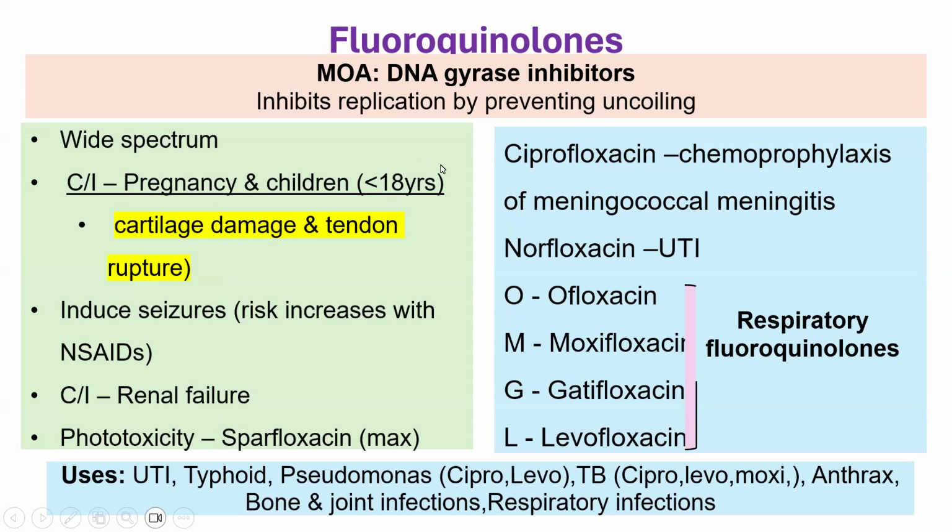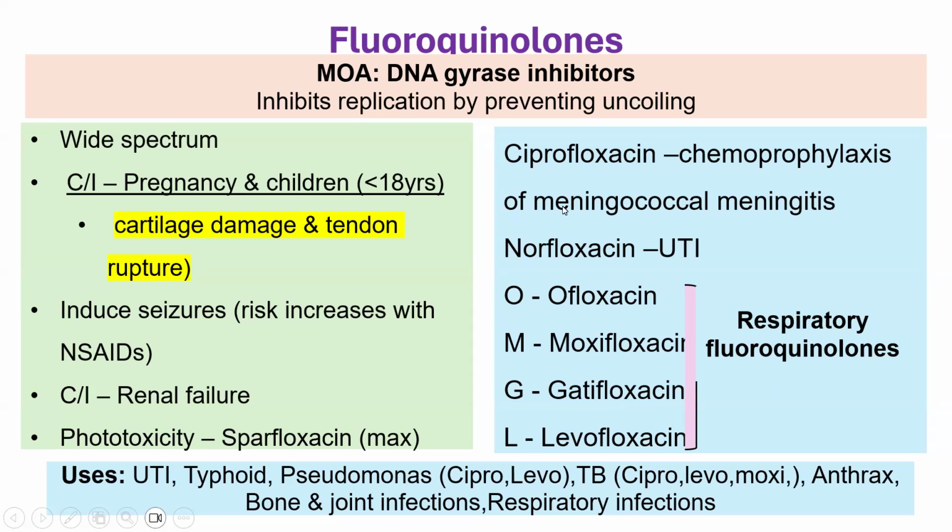Coming to specific features of each drug, ciprofloxacin is commonly used in chemoprophylaxis of meningococcal meningitis. Norfloxacin is used in UTI, and there are drugs called respiratory fluoroquinolones. You can remember them as OMG: ofloxacin, moxifloxacin, gatifloxacin, and levofloxacin. OMGL: Oflox, Moxiflox, Gatiflox, and Levoflox. They are called respiratory fluoroquinolones.